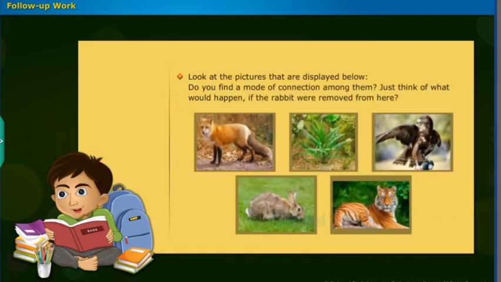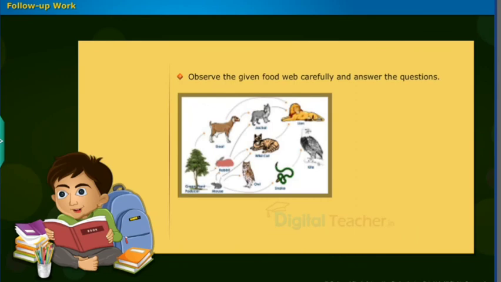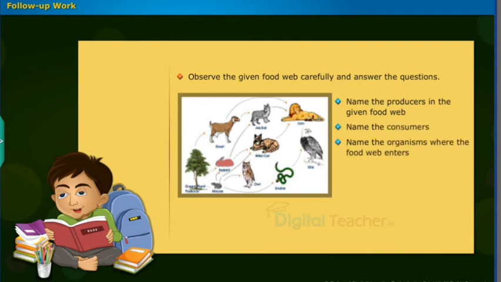Look at the pictures that are displayed below. Do you find a mode of connection among them? Just think of what would happen if the rabbit were removed from here. Observe the given food web carefully and answer the questions. Name the producers in the given food web. Name the consumers. Name the organisms where the food web enters. What happens when plants and animals in the food web die?